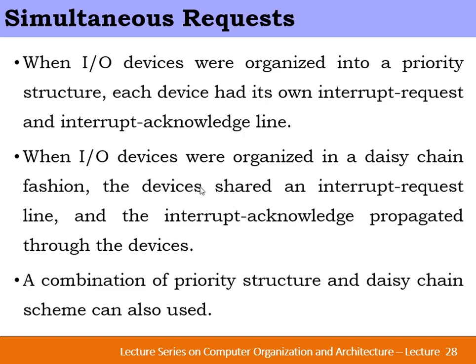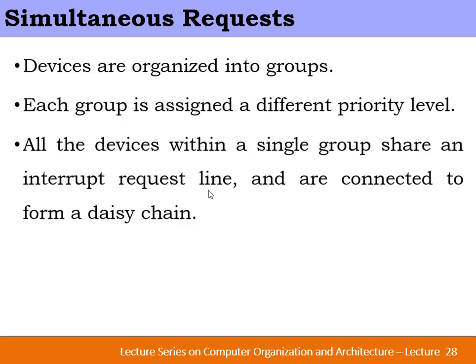So thus, a combination of priority structure and daisy chain mechanism can also be used. In the combination, the devices need to be organized in the form of groups, wherein each group is assigned a different priority level, and all the devices within a single group can share a common interrupt request line and are connected in the form of daisy chain.